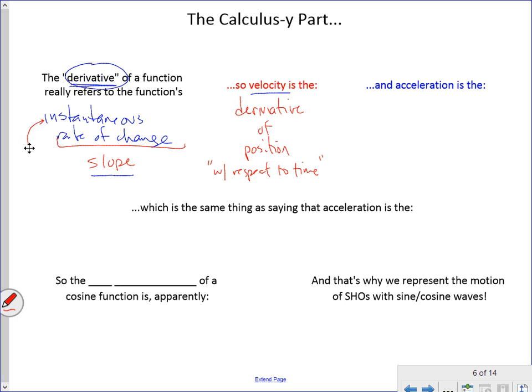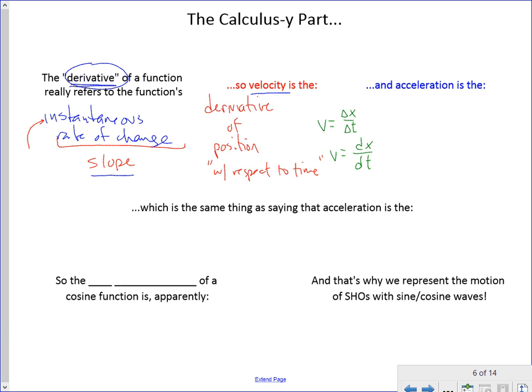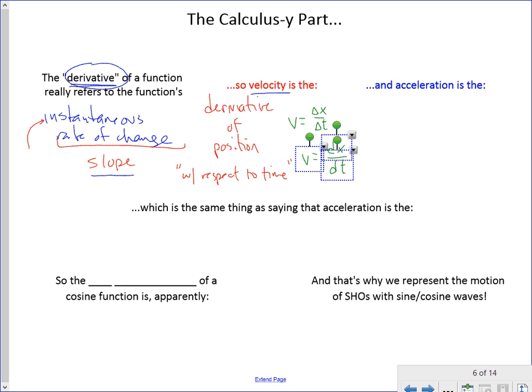Or we can write it like this. We're used to seeing delta x over delta t. Instantaneously, delta t has to get super duper small, so it's a little tiny delta t, and therefore a little tiny delta x. So we say that velocity is dx dt. That's what people say, dx dt.